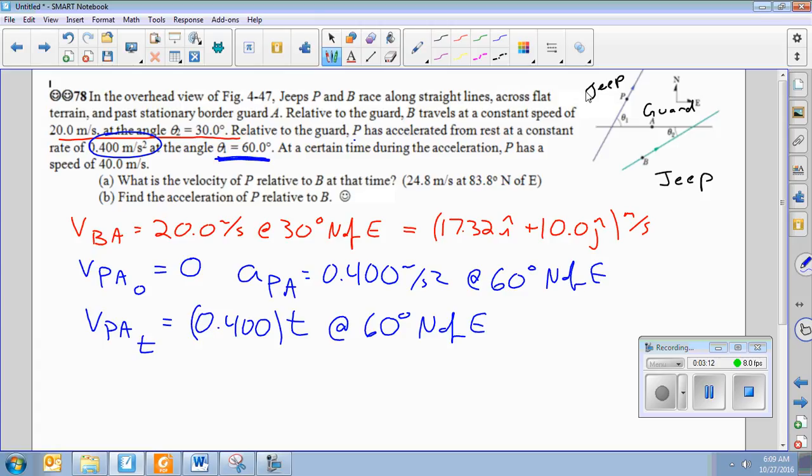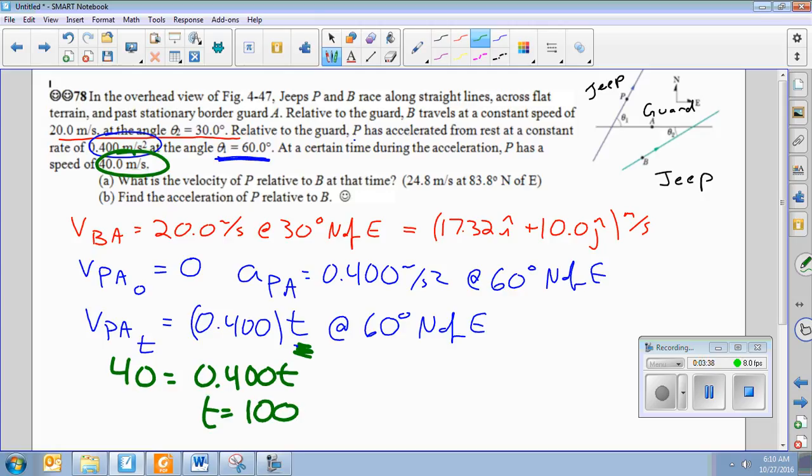So at a certain time during the acceleration, P has a speed of 40 meters a second. Aha! So the question is, how much time is it going to take to get up to 40 meters a second? Well, you can just do the math, right? Plug in 40 equals 0.400t and divide, and you find out that your time is 100 seconds. So that's the time that ultimately we're going to be interested in. Because question A says at that time. So when we say at that time, that means t equals 100 seconds, right? Okay, so that's kind of our starting point.